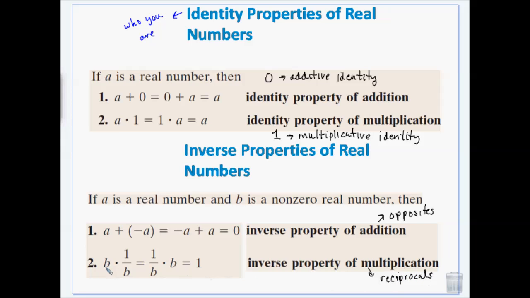Because if I take b, b is the same thing as b over 1, right? So the reciprocal is 1 over b. So anytime you have a normal fraction, you just flip it over. These would be inverses of each other. These would be multiplicative inverses, and then say 2 and negative 2 would be additive inverses.